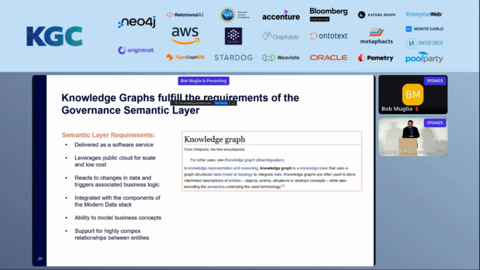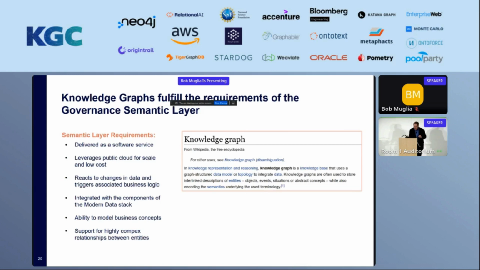In knowledge representation and reasoning, a knowledge graph is a knowledge base that uses a graph-structured data model or topology to integrate data. Knowledge graphs are often used to store interlinked descriptions of entities, objects, events, situations, or abstract concepts, while also encoding the semantics of the underlying terminology used. That's pretty good. But it's not very concise.